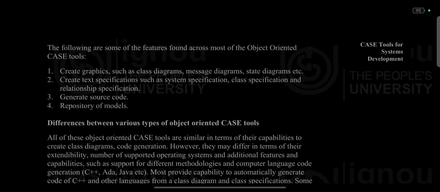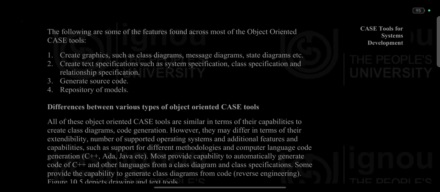The following are some of the features found across most of the object-oriented CASE tools. Number 1. Create graphics such as class diagrams, message diagrams, state diagrams, etc. Number 2. Create text specifications such as system specification, class specification, and relationship specification. Number 3. Generate source code. Number 4. Repository of models.